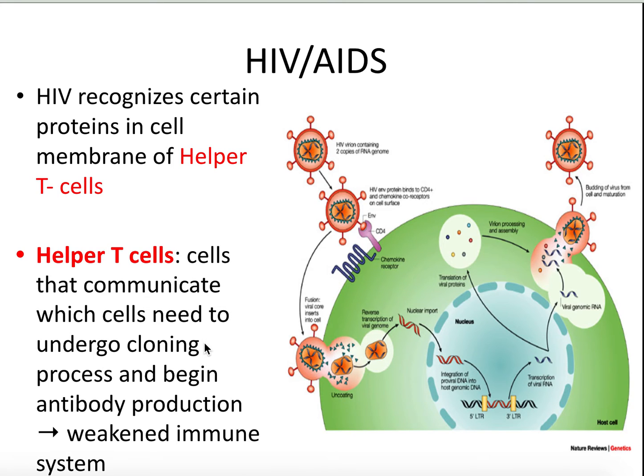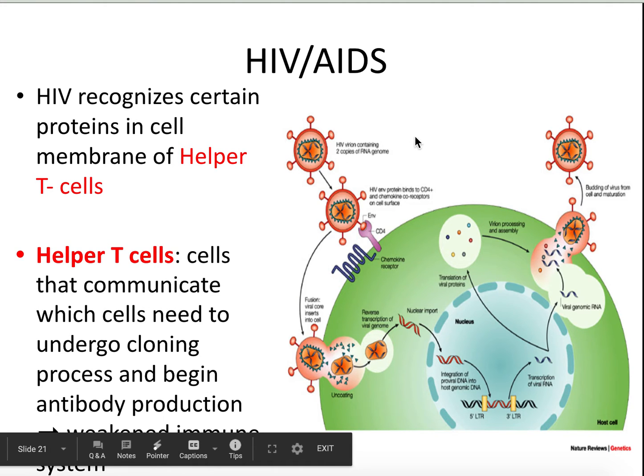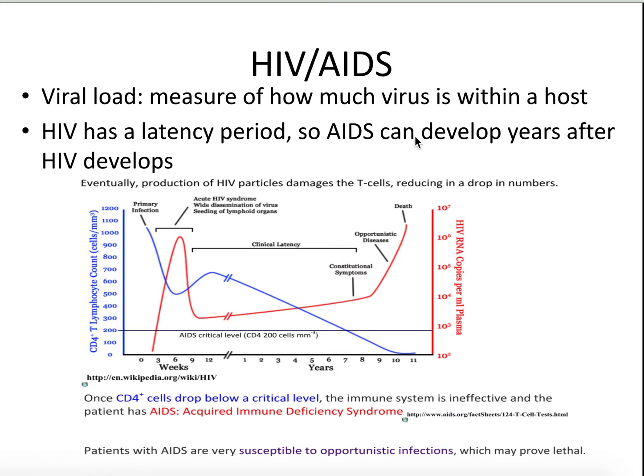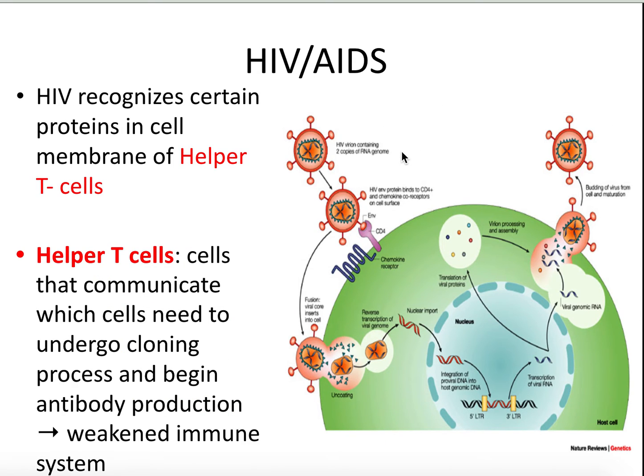What this virus does is it recognizes a certain protein in the cell membrane of a helper T cell. Helper T cells are very important with your specific immune response. They're the ones who start the clonal selection, making copies of the helper T cells or killer T cells that need to go out and kill the virus that has entered your body. Helper T cells help communicate which cell needs to undergo cloning processes and begin antibody production. So without these helper T cells, which HIV attacks, it weakens the immune system.